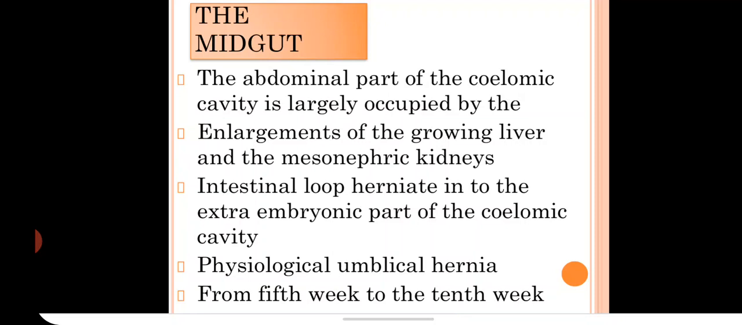The midgut is herniating into the extra-embryonic part of the coelomic cavity, otherwise it comes out of the coelomic cavity to stay outside for some time, and it is called the physiological umbilical hernia. This happens from the 5th week to the 10th week. Why does this happen? The reason may be that the growing liver and the mesonephric kidneys are occupying the coelomic cavity to a large extent. This intestinal loop is not finding its place, so it herniates outside to stay for some time, from the 5th week to the 10th week.